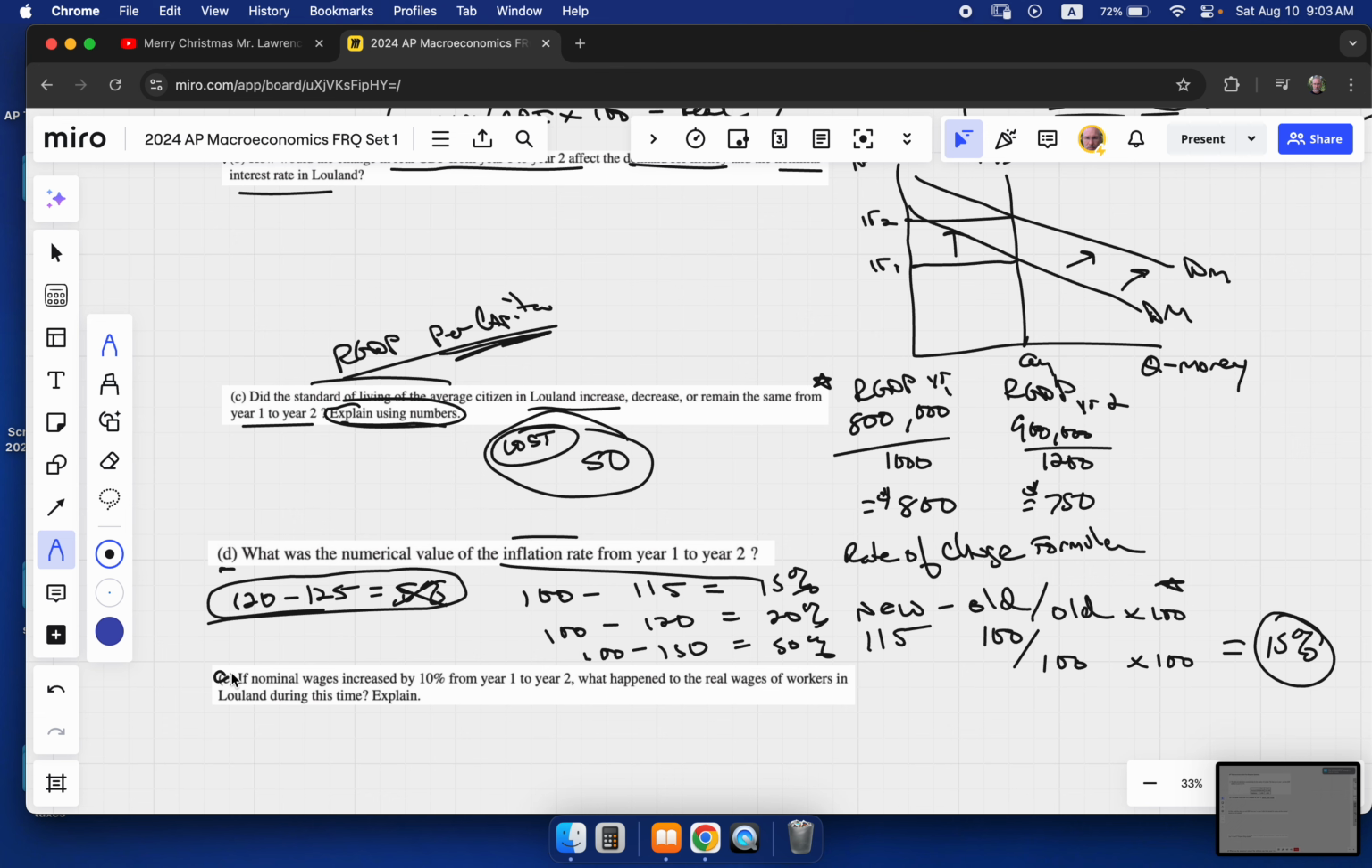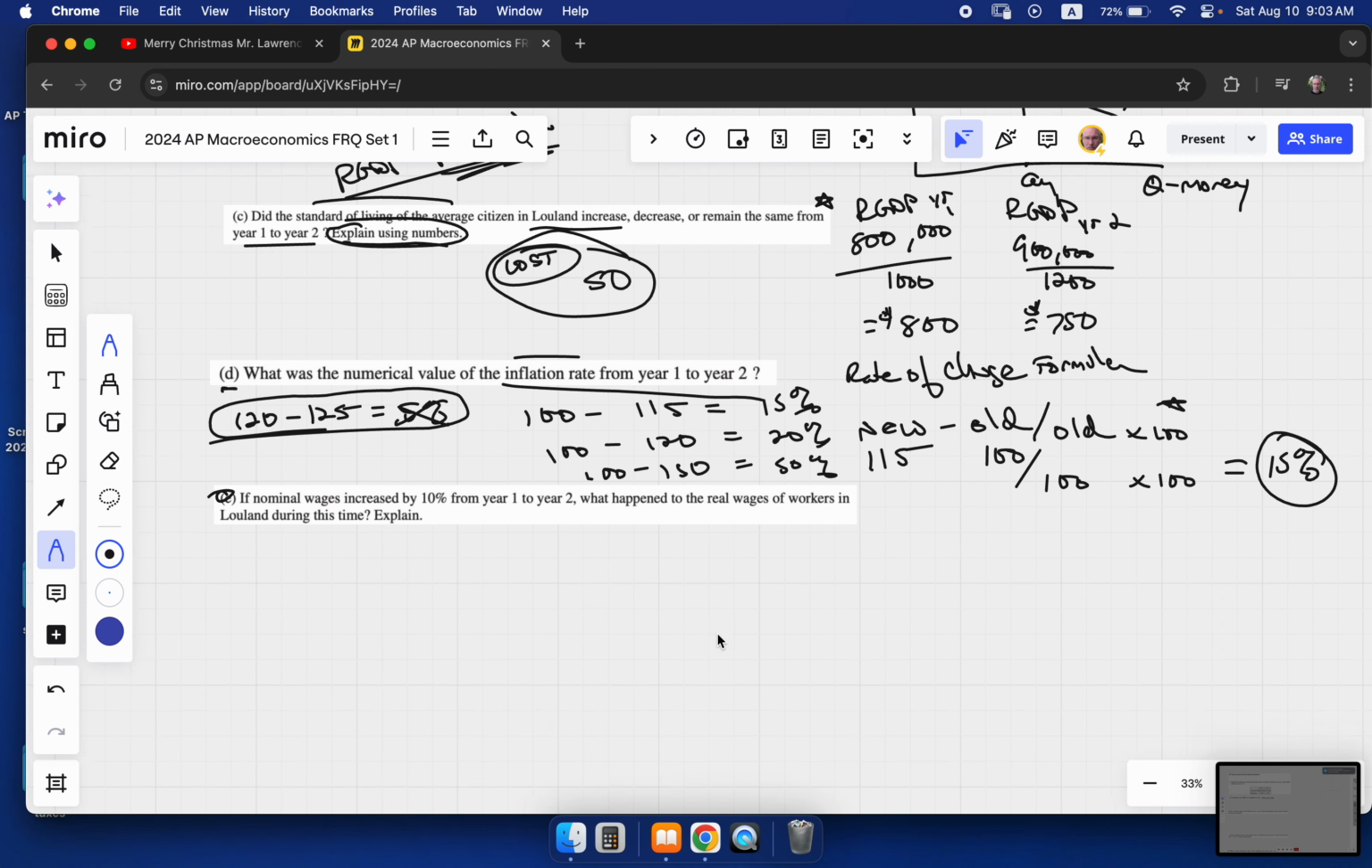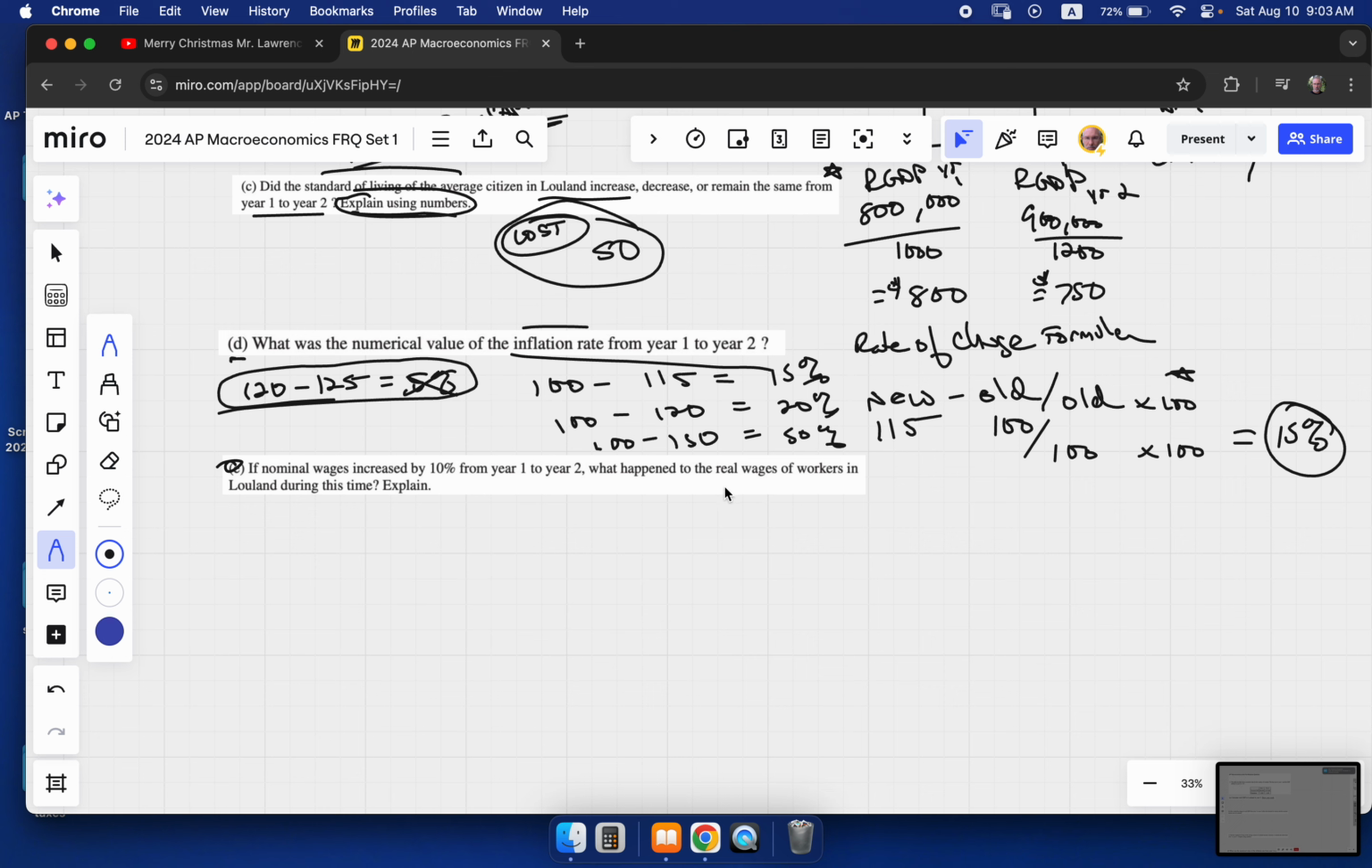Cool. All right, let's do E. If nominal wages increase by 10% from year 1 to year 2, what happens to real wages? This goes back to that understanding of nominal minus inflation equals real. Now, this formula is stupid helpful only because you could have said nominal GDP, you could have said nominal wages, you could have said nominal income, you could have said nominal interest rates. All of those work. Minus inflation would give you real GDP, would give you real wages, would give you real. Now, obviously they have to be percentages here, so that's what's important, right? That we understand that we're talking about percentages across the board, same measurement.